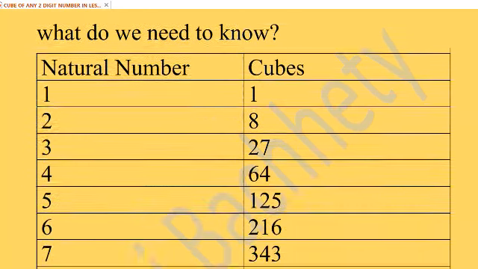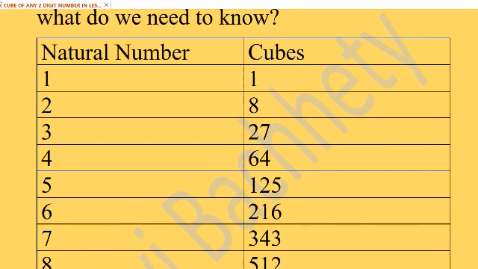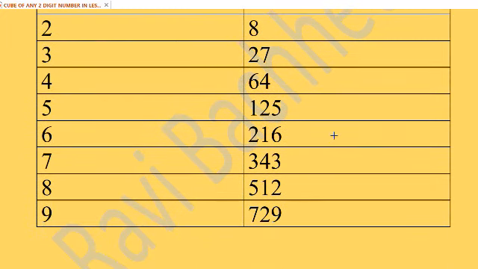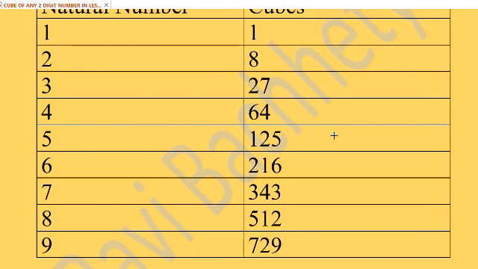What do we need to know before we even start learning this technique? So there are 9 natural numbers and their cubes. These cubes you have to memorize if you want to learn to find cubes of any 2-digit number. This is the prerequisite knowledge you should have. Okay, so I'll just read once for you, then you can pause and memorize them. It will not take much time.